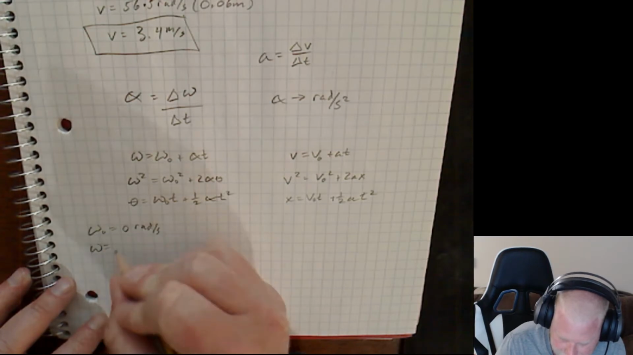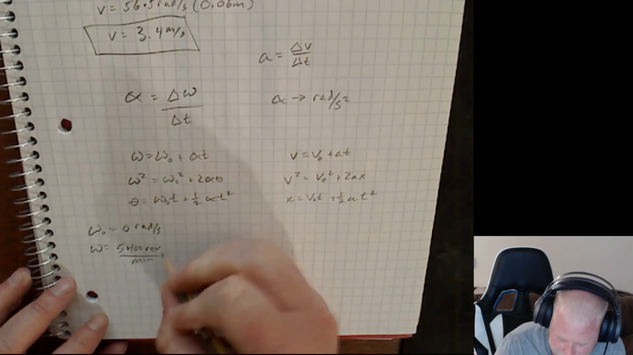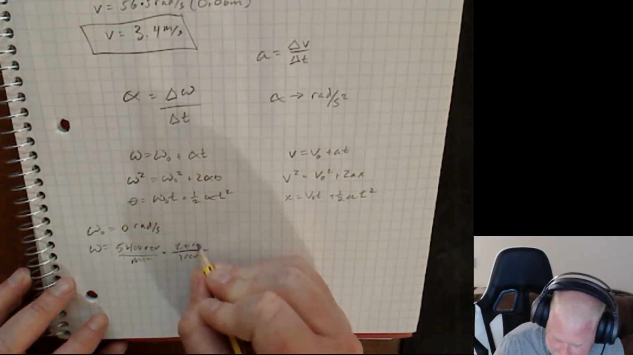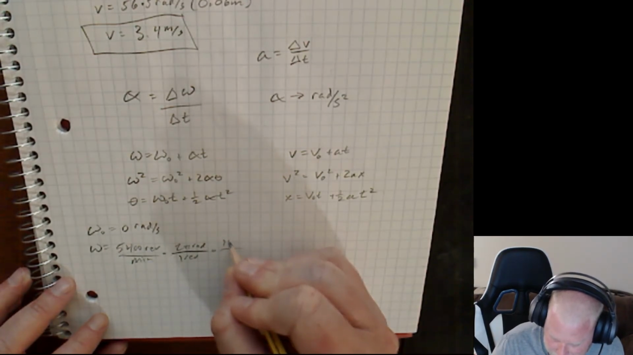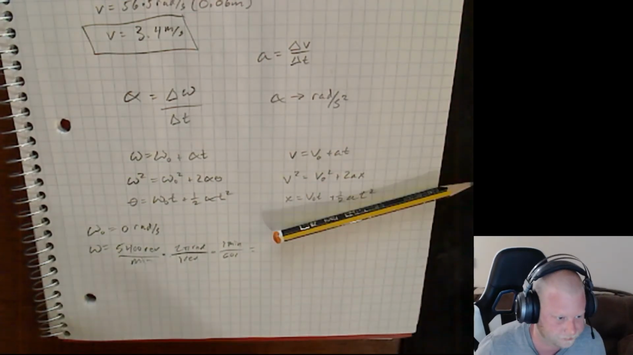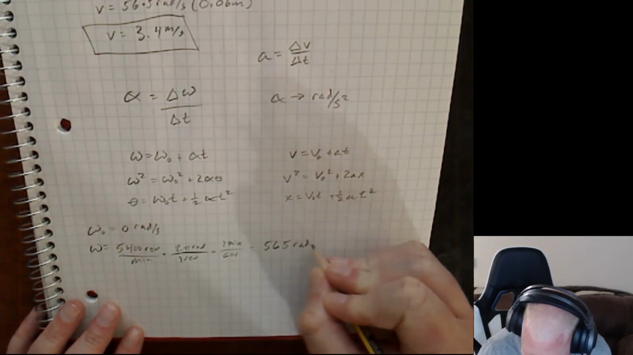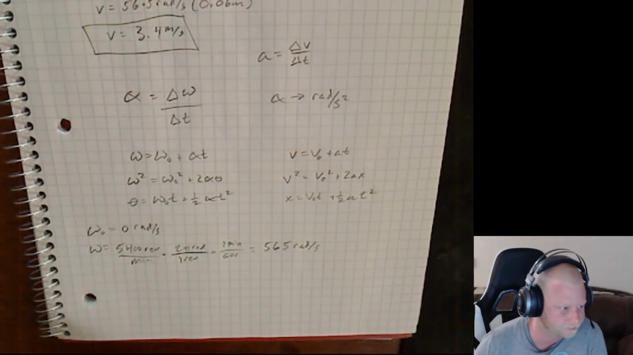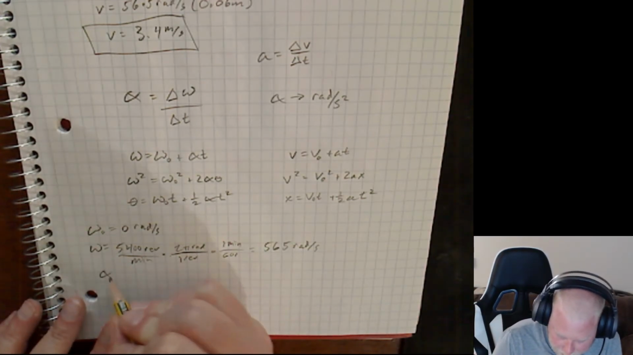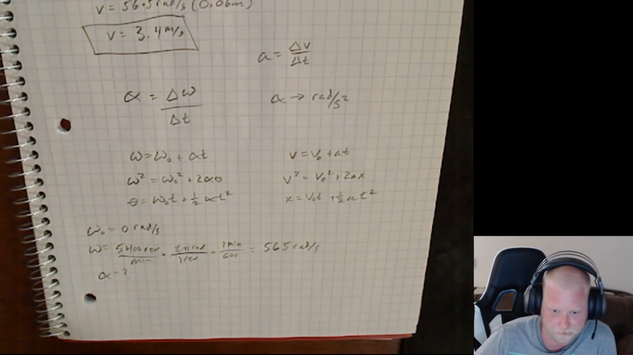Our final is 5,400 revolutions per minute. And again, 1 revolution is 2 pi radians. 1 minute has 60 seconds. Which gives us 565 radians per second. And so we want to know what is our angular acceleration.